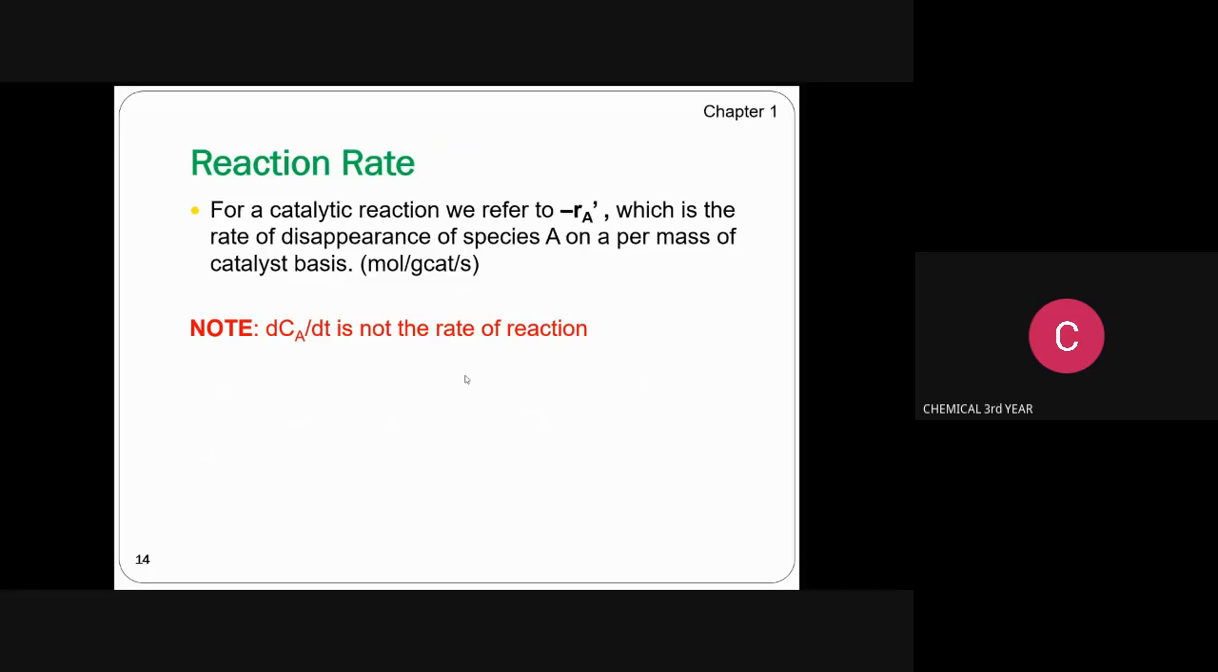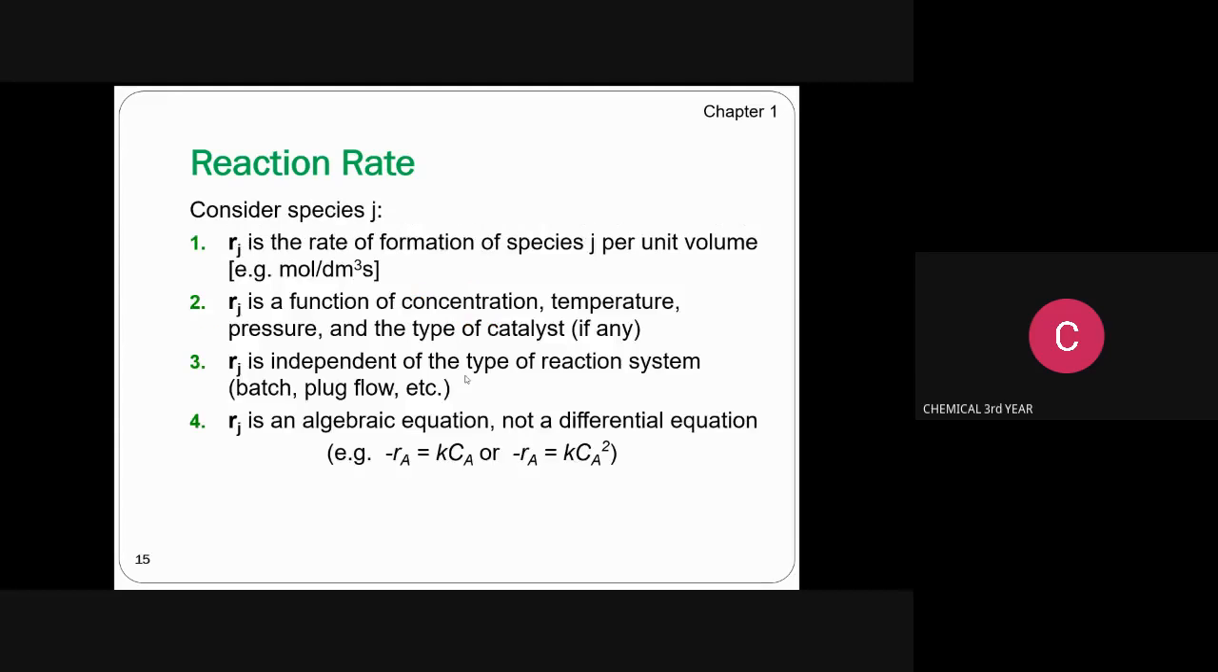Now you may ask the question: sir, what about catalytic reactions? How do we refer to the disappearance or the formation of species? Now I will explain catalytic reactions. We refer to minus RA, which is the rate of disappearance of species A per mass of catalyst. Now we are considering the species J. Take a minute and read these 4 points. I will explain the 4 points briefly within a minute.